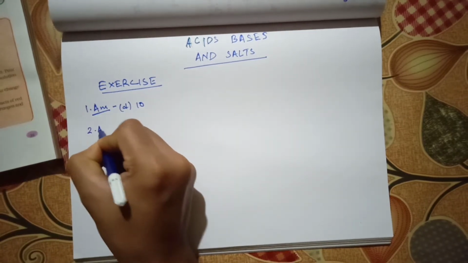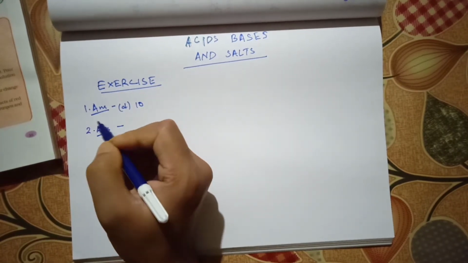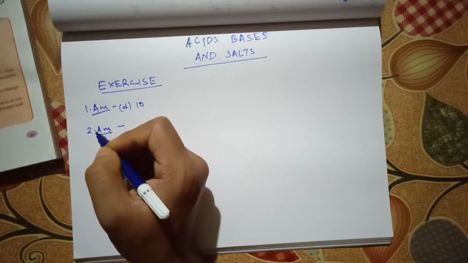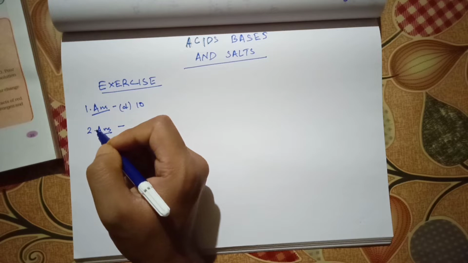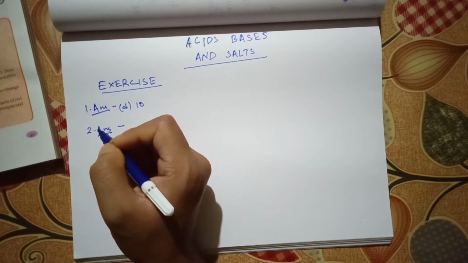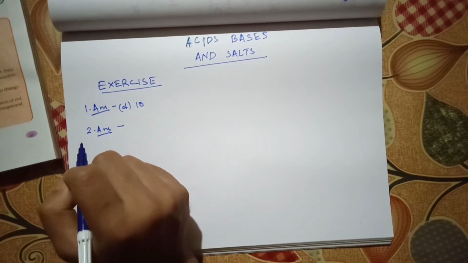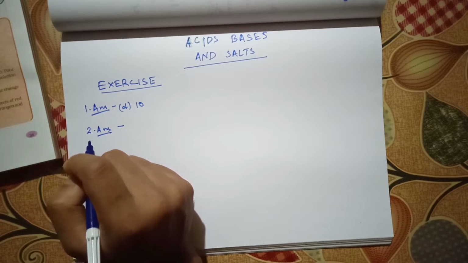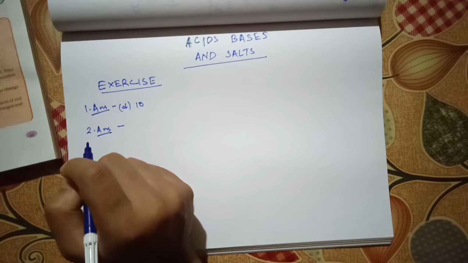Now moving on to the next question. Here it is asked, a solution reacts with crushed eggshells to give a gas that turns lime water milky. So what does the solution contain? Here are 4 options given. A, sodium chloride, B, hydrogen chloride, C, lithium chloride, D, potassium chloride.